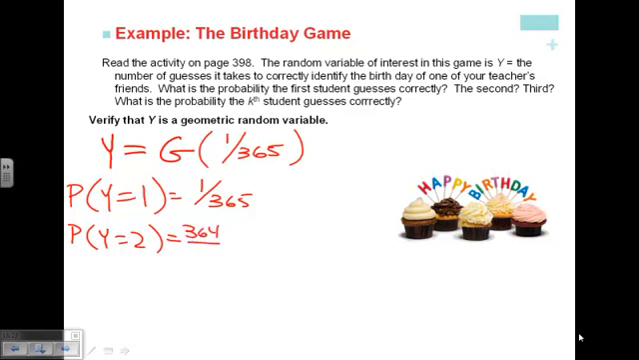364 out of 365. So there's your first trial and it's a failure. Then we had a success, times 1 over 365. So there's the probability of the random variable having the value 2.